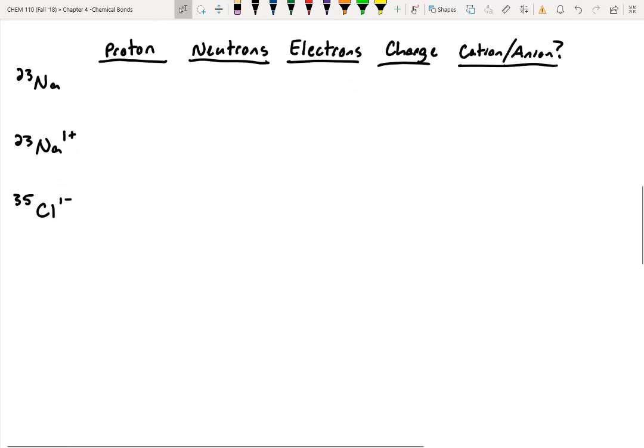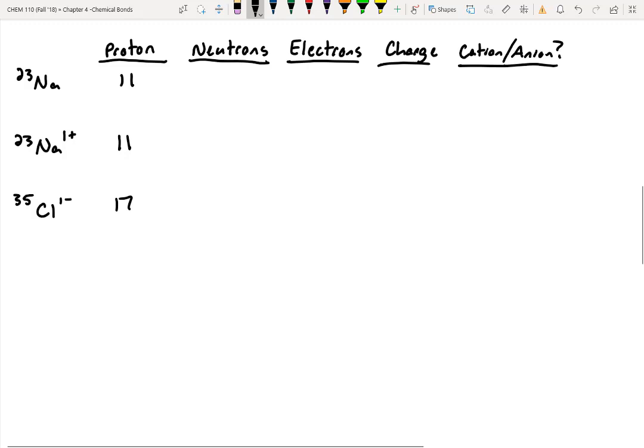How many protons does sodium always have, regardless of the isotope that we're talking about? 11. So it always has 11. So down here I'd say, well, sodium across the board is going to be 11. What about chlorine? 17. So number of protons always equals the atomic number.